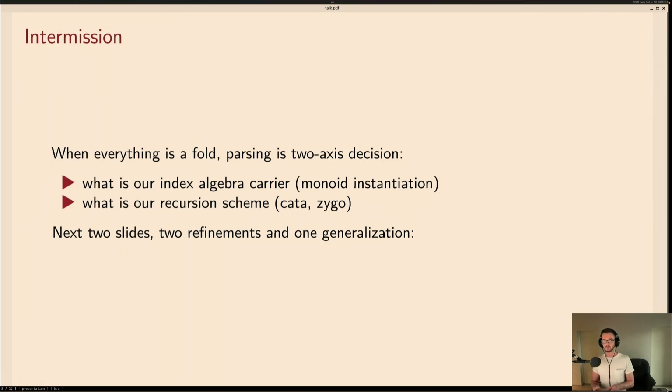But this is a way to have an intermission in the sense that when everything is a fold, even the parsing becomes this two-axis decision regarding what is our monoid instantiation for our index algebra, but also what is the recursion scheme that we are running the parser over, whether it's a catamorphism or paramorphism. There are more of these things, but this gives a more refined way to think about the patterns that happen between the IO boundary and what comes next. And what comes next is 2 slides regarding refinements and generalization.